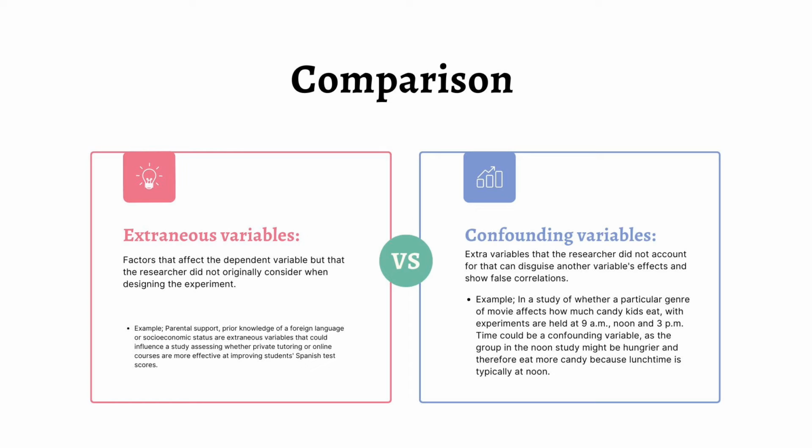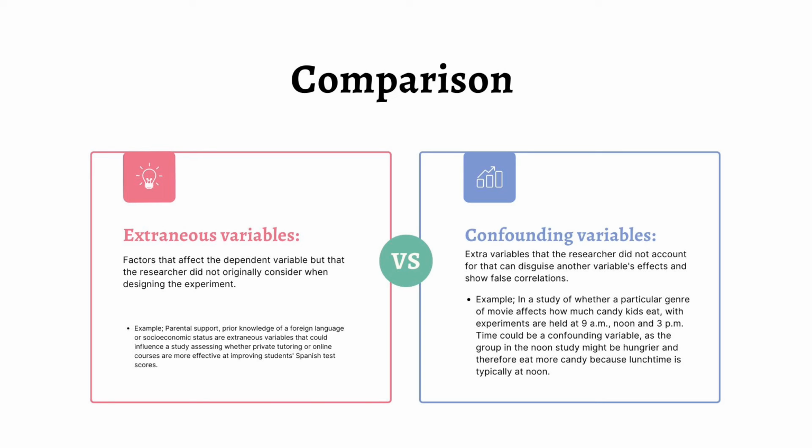experiments are held at 9 a.m., noon, and 3 p.m. Time could be a confounding variable, as the group in the noon study might be hungrier and therefore eat more candy because lunchtime is typically at noon. A confounding variable is a type of extraneous variable that is associated with both the independent and dependent variables. An extraneous variable is anything that could influence the dependent variable. These unwanted variables can unintentionally change a study's results or how a researcher interprets those results.